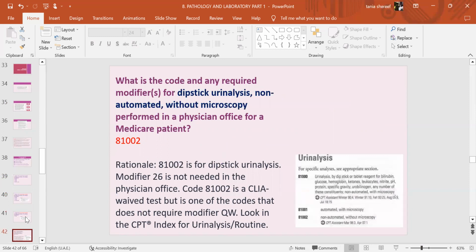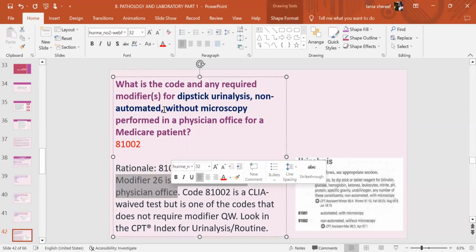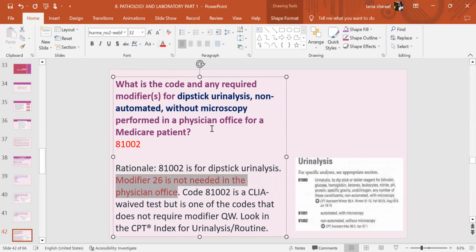What is the code and any required modifiers for dipstick urinalysis, non-automated, without microscopy, performed in a physician office for a Medicare patient? So the question is urinalysis, dipstick, non-automated without microscopy. So the code is 81002. And the modifier 26 is not needed because this is performed in the physician office.